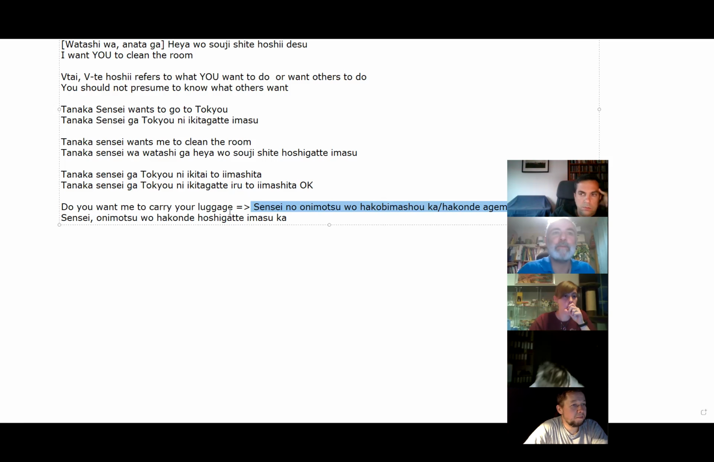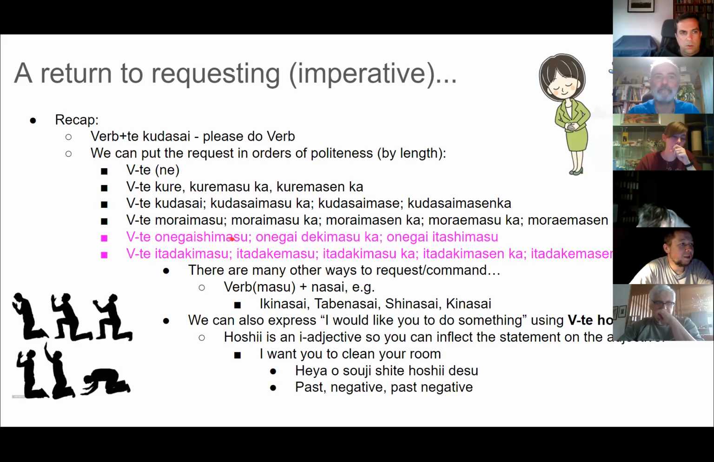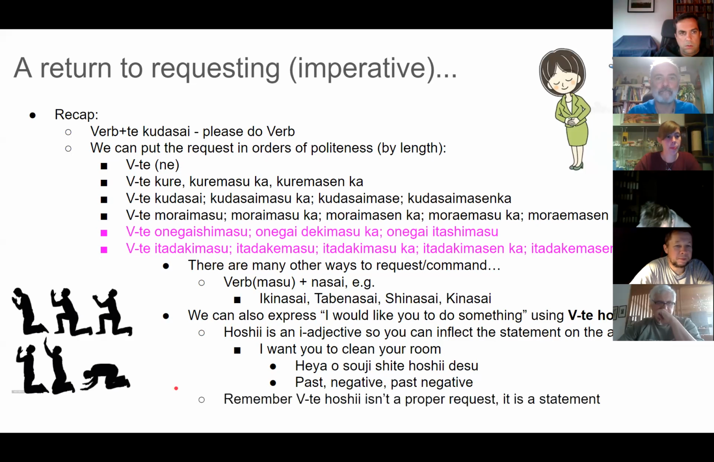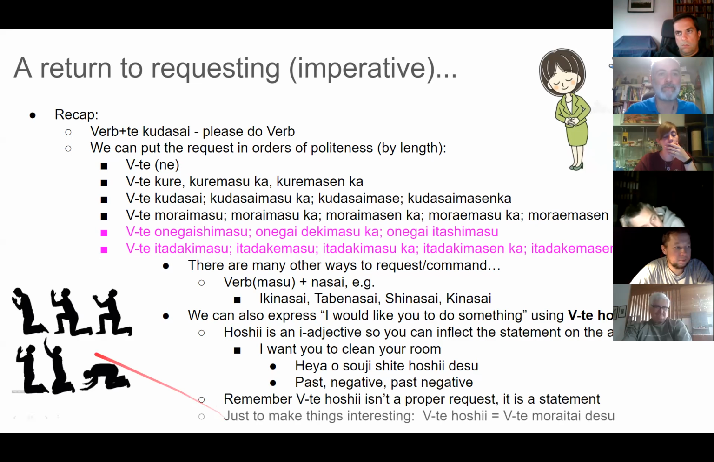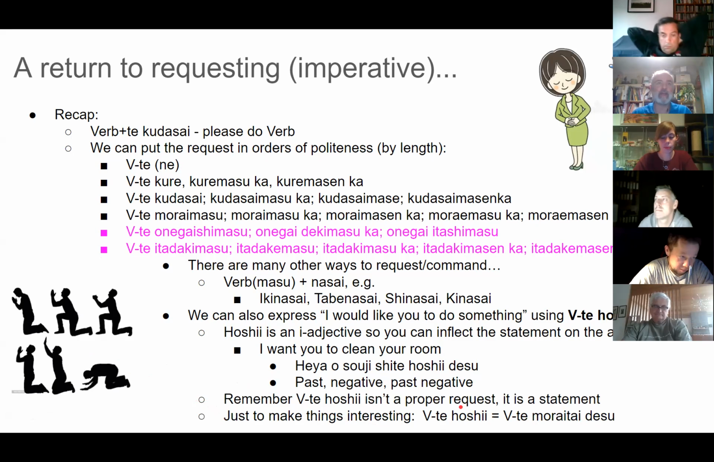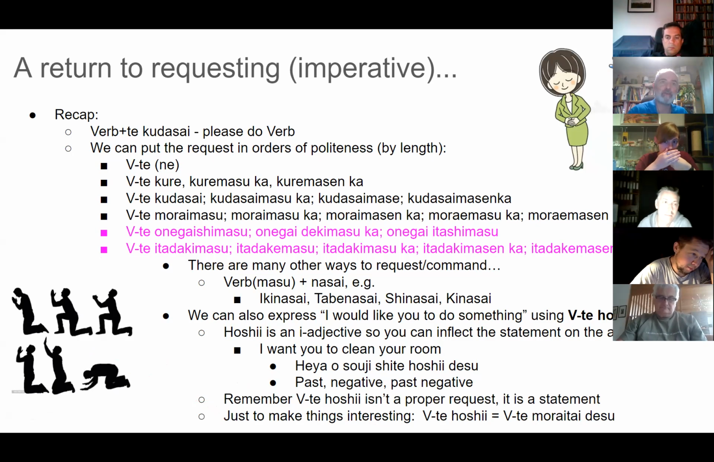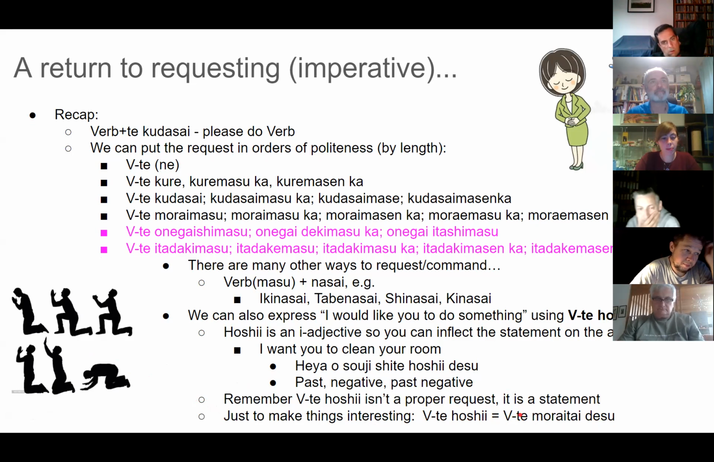All good? Cool. That was an interesting little diversion. Where were we? Here. Remember, tehoshi isn't a proper request. It is a statement. So tehoshi is exactly the same as te moraitai desu. I want to receive. I want you to do something. So these are two completely equivalent statements. You can use either of these.